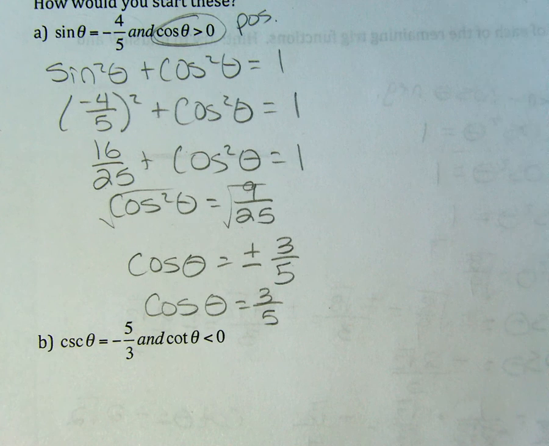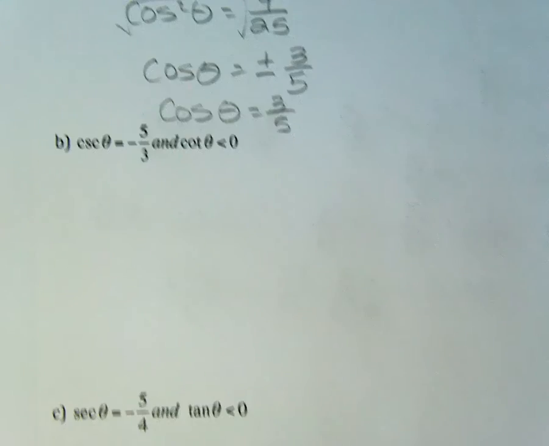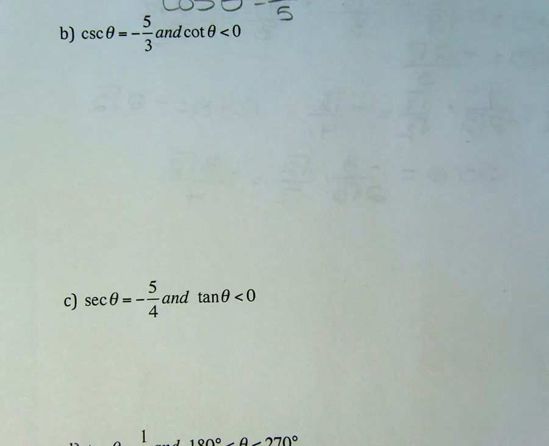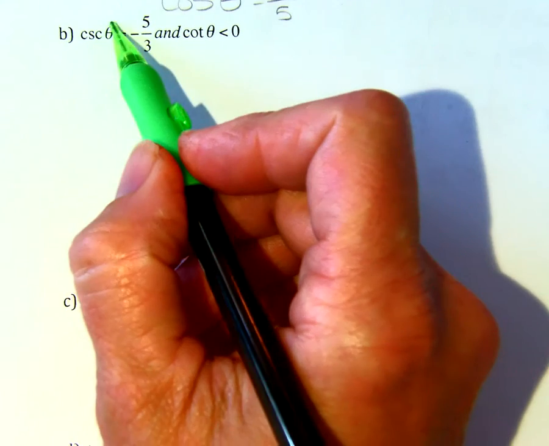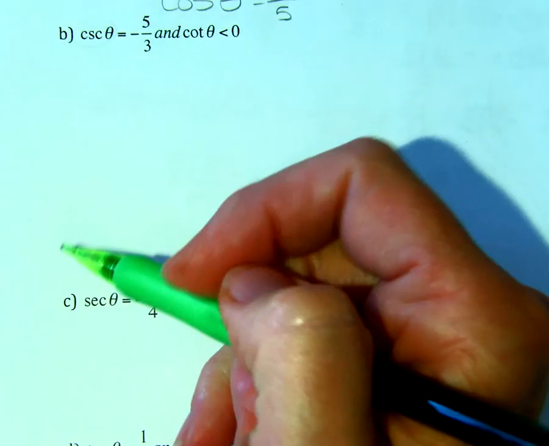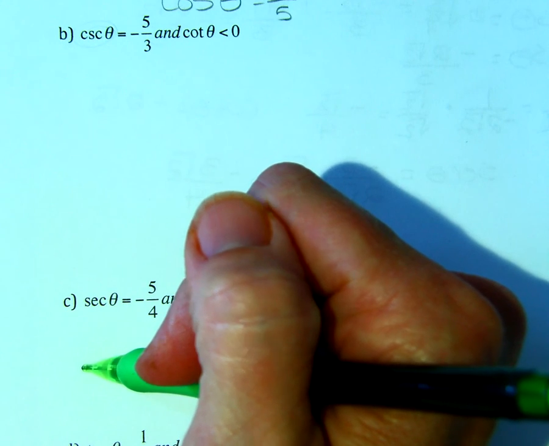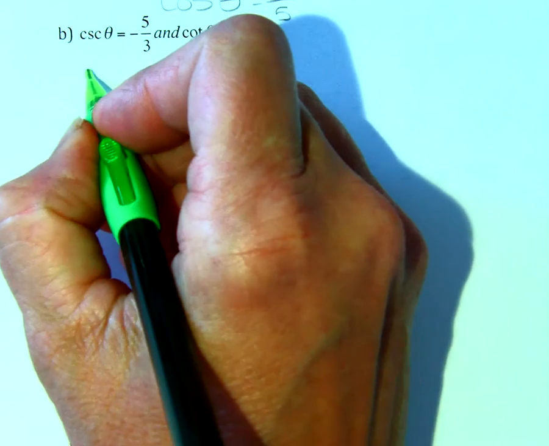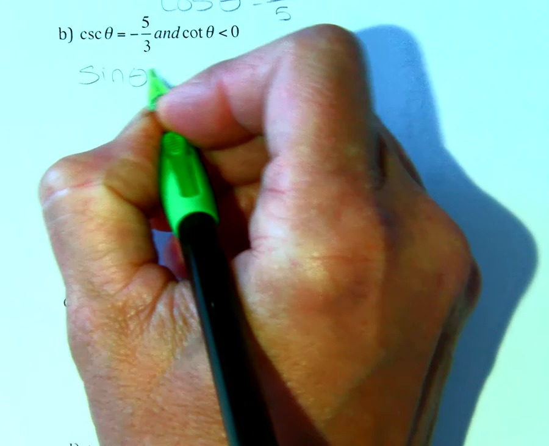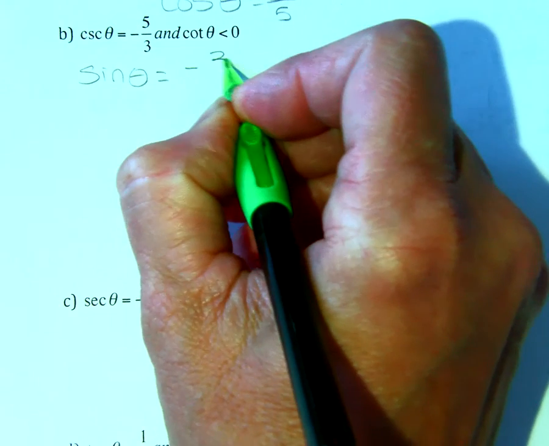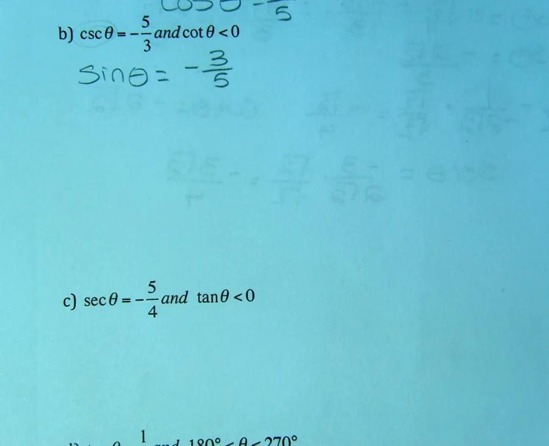Let's look at letter B. Again, we're just starting this. Now letter B, I don't have sine or cosine given to me. So I'll look here and I'll say, okay, cosecant. What do I know about cosecant? Cosecant's reciprocal is sine. So I know sine by just flipping. Once I know sine, I can find cosine, just like I did on the last two.